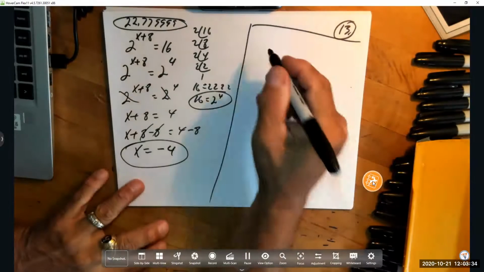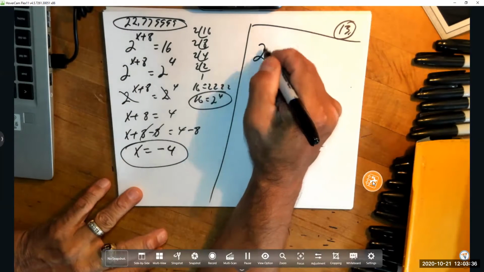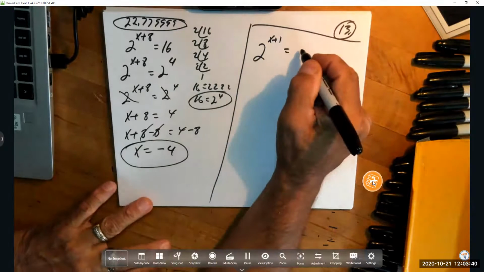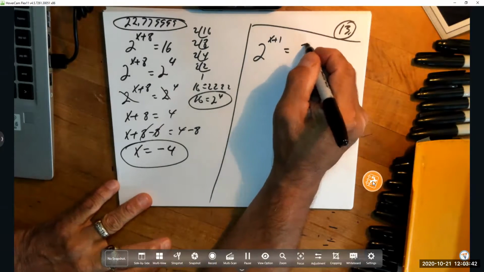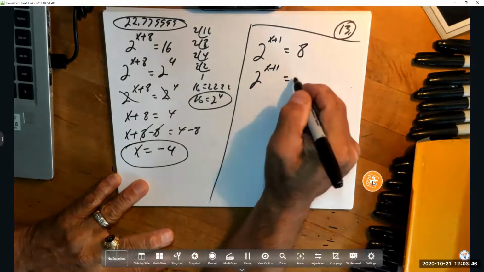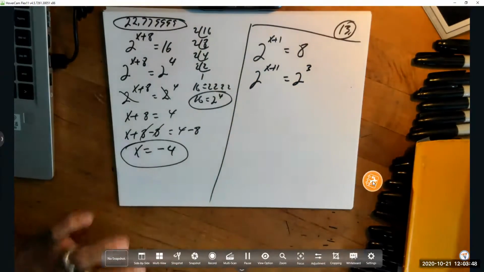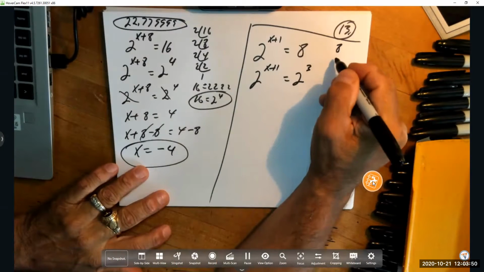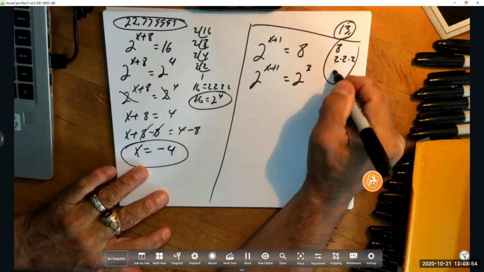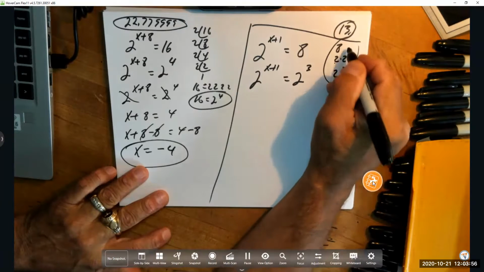All right, let me do it. How about this one? 2 to the x plus 1 is, easy number, 8. We can do that one super fast. Watch. Well, I know that's going to be 2 to the 3, right? 2 times 2 is 4, times 2 is 8. Let me just do it real quick to make sure it's right. 2 times 2 is 4, times 2 is 8. Yeah, so 2 to the 3.